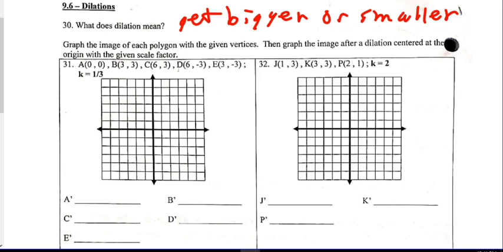So, graph the image. 0, 0. Right there. 3, 3. 1, 2, 3. 1, 2, 3. 6, 3. 4, 5, 6. 3. 6, negative 3. And 3, negative 3. Okay? So that's A, B, C, D, E.